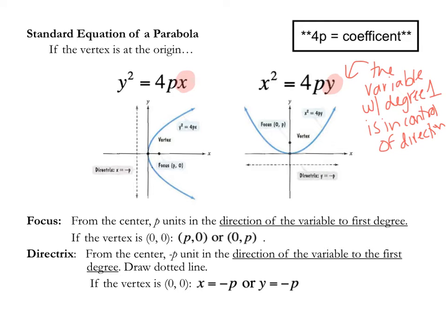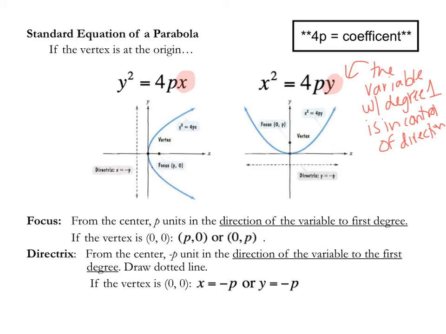If you look at the first picture, x is to the first degree, and if you notice, this is facing horizontally. It's facing in the x direction, versus the second equation has y as the first degree, and that means this parabola is facing up and down. It's facing vertically. It's facing in the y direction.